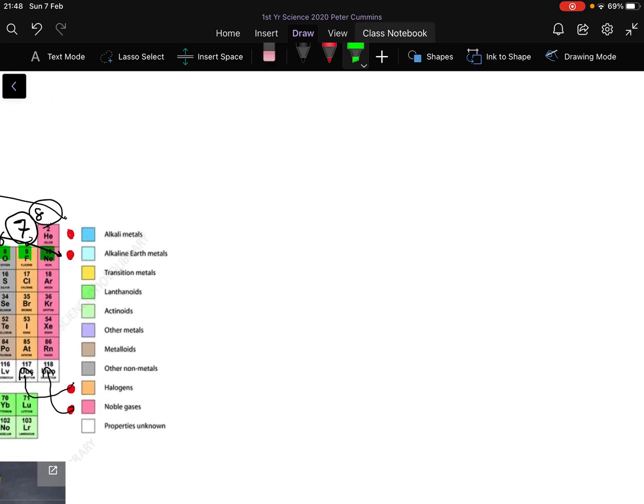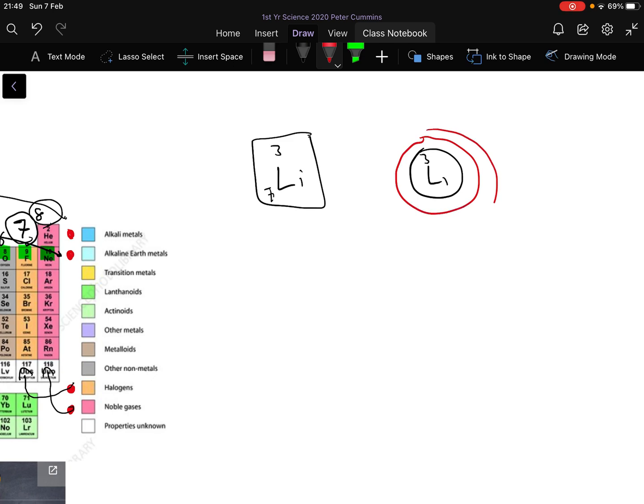So if I was to draw lithium, I'm not going to do it out like I did last day. Lithium looks like Li, and it goes 3 and 7, like that. That's what it looks like in the periodic table. If I'm to draw that now, Li is 3. There's my nucleus. I'm going to put my electrons in like so.